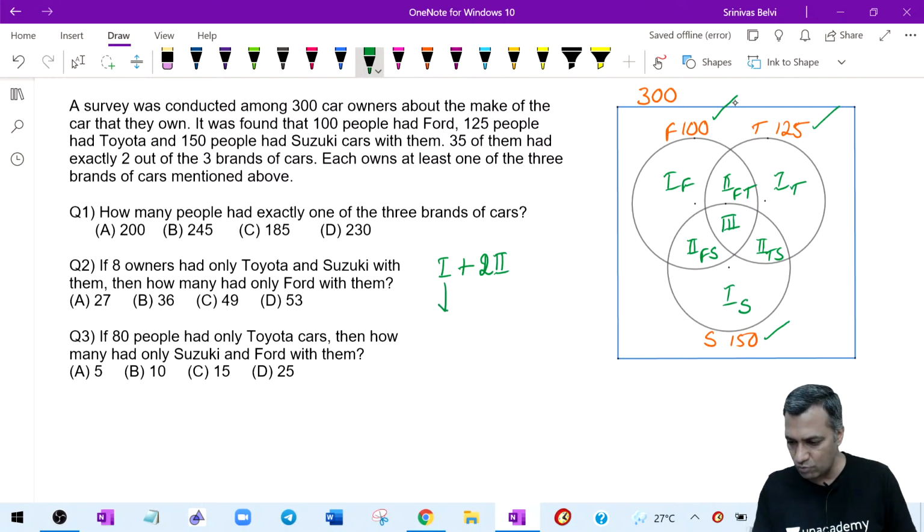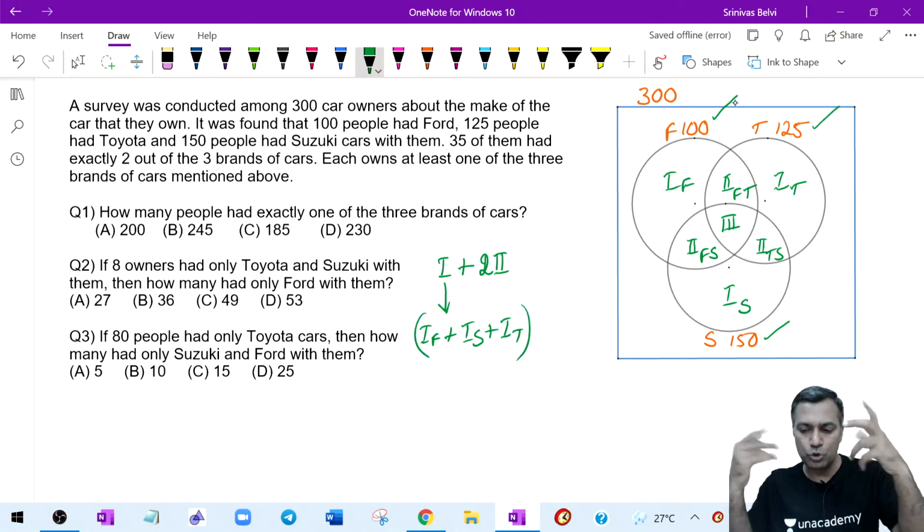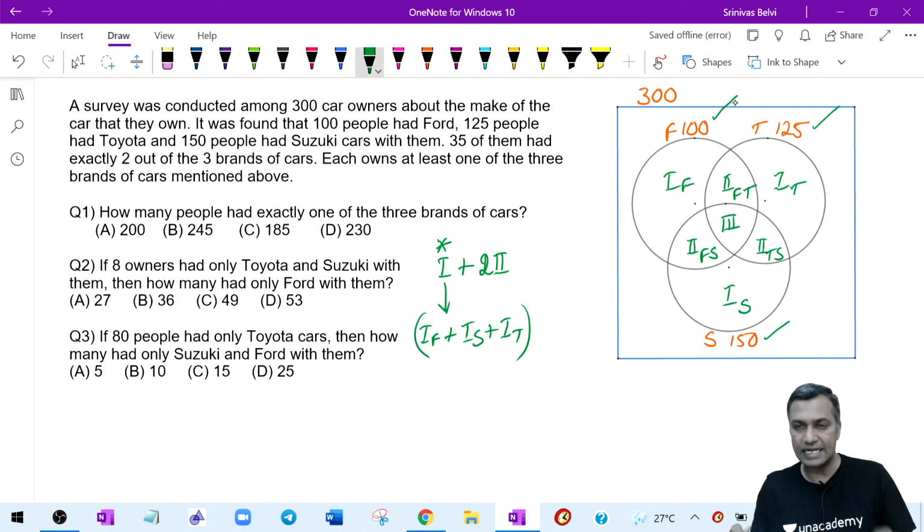So when I am writing 1, I mean that there are people who own only Ford here. That is the realization behind my mind. There are people who own only Suzuki here, and people who own only Toyota here. All three put together, I am consolidating as a region of 1. Let's be very clear on that. Similarly, when I mean region of 2, I am considering the people who own Ford with Toyota.